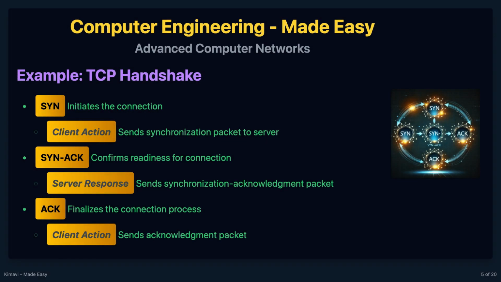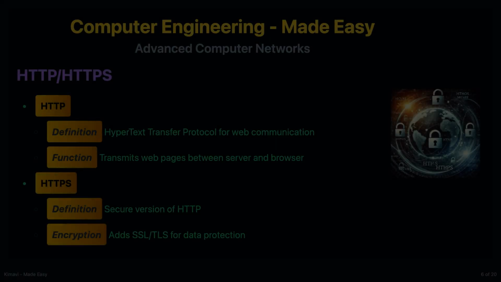The TCP handshake is a three-step process used to establish a connection between a client and server. First, the client sends a synchronization packet to the server, known as SYN. Next, the server responds with a synchronization acknowledgement packet called SYN-ACK. Finally, the client sends an acknowledgement packet back to the server, known as ACK. This process ensures a reliable connection is established before data transmission begins.